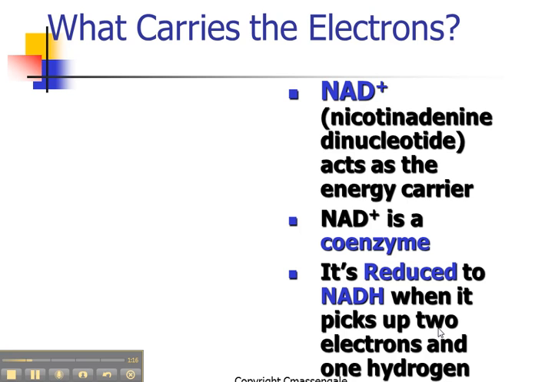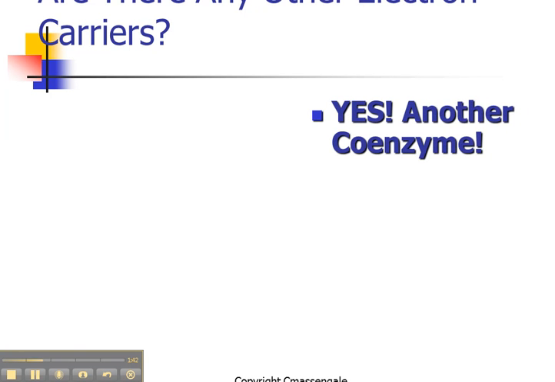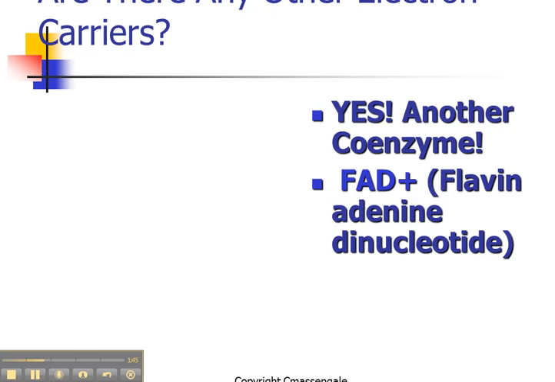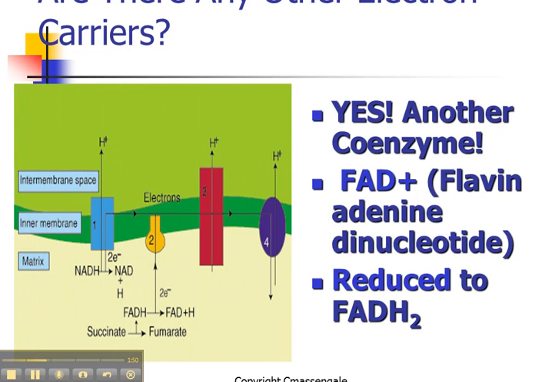It says reduction is when it picks up 2 electrons and 1 hydrogen ion, those H's. So we're going from NAD+, that plus is because it's missing an electron basically, because electrons are negative charge, and then going to NADH. So that's one. There are others. FAD: notice FAD is going to be reduced to FADH2. So again, we gained those hydrogens. And this is going to be later when we talk about the electron transport chain.